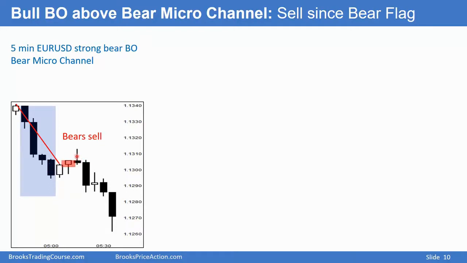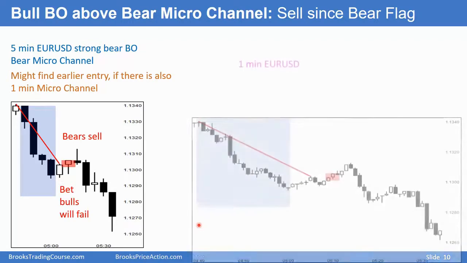This becomes a bear flag, and they sell the breakout below the bear flag, and they get filled here, just below the low of that bar. They bet the bulls will fail. They can look at a smaller time frame chart to see if they can find an earlier entry.